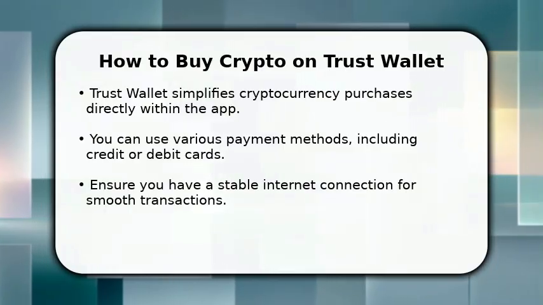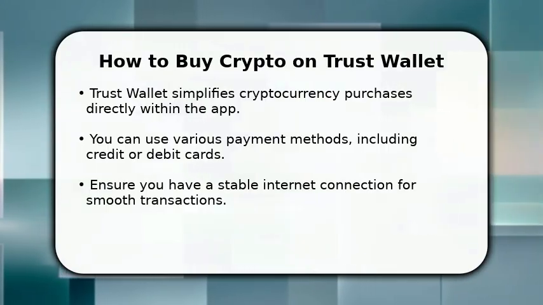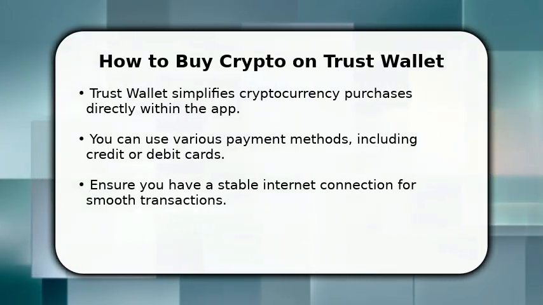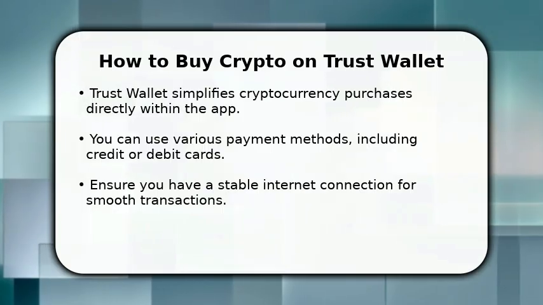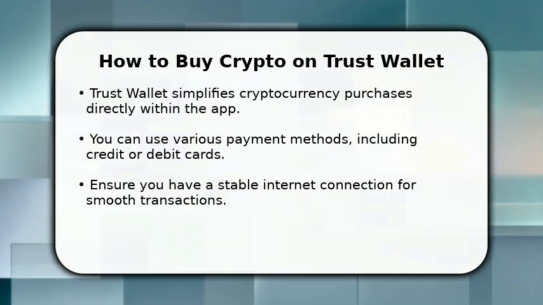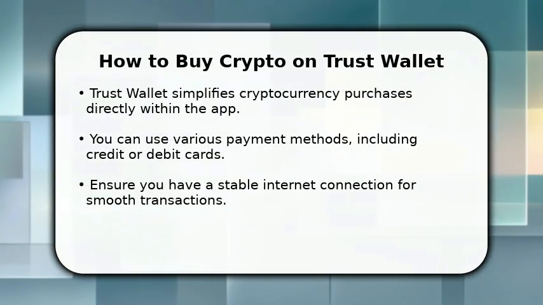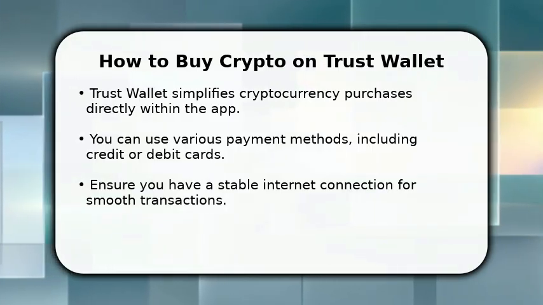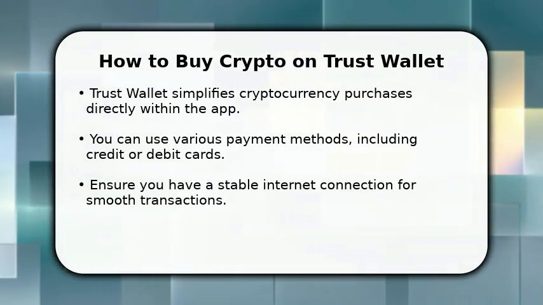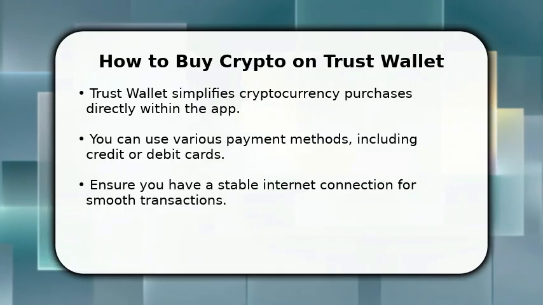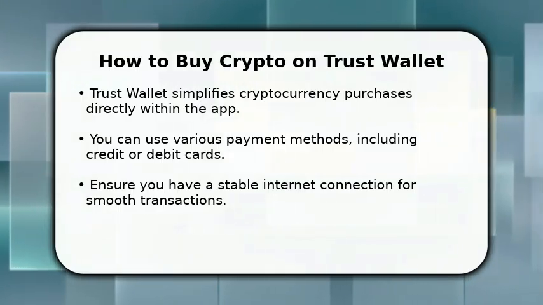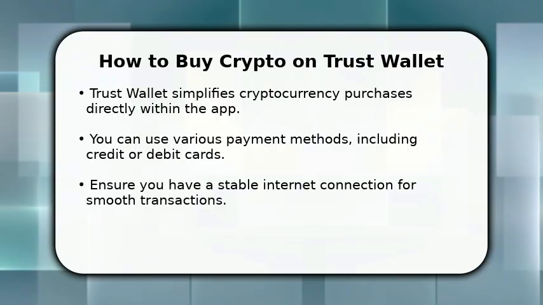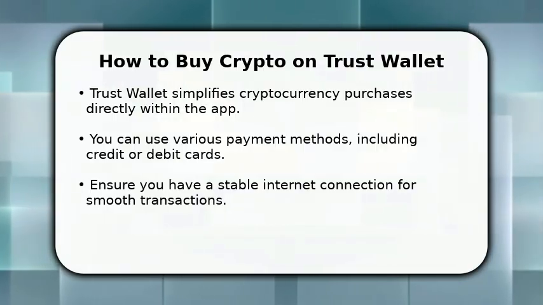In this video, I will explain how to buy from Trust Wallet. First, open your Trust Wallet app and navigate to the Buy section. You'll see a list of cryptocurrencies available for purchase. Select the one you wish to acquire. Remember, different providers may offer varying rates and fees, so it's wise to compare before proceeding. This initial step sets the foundation for your crypto acquisition.